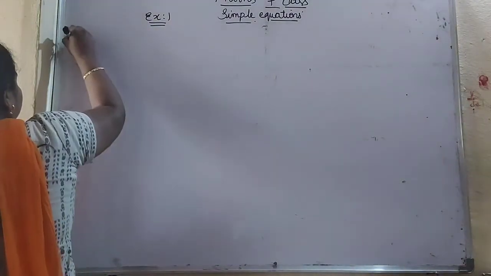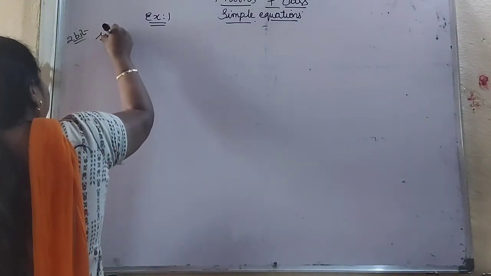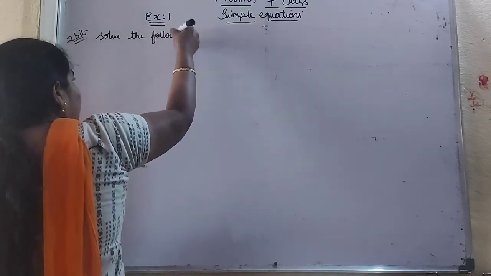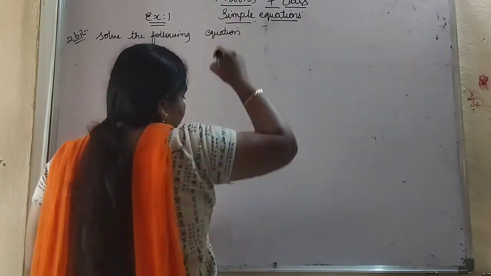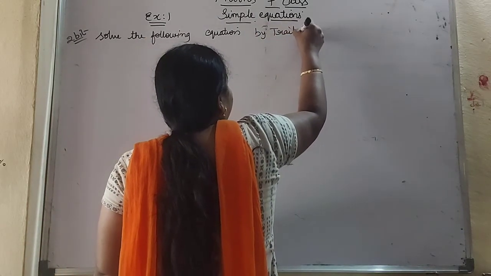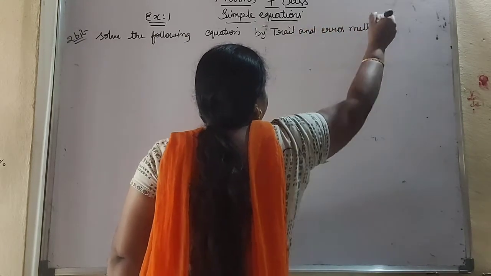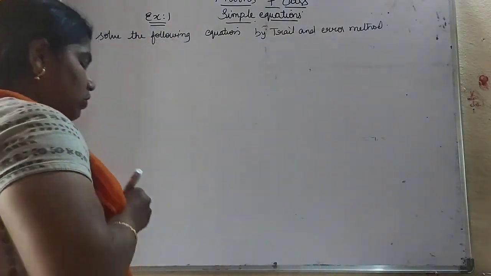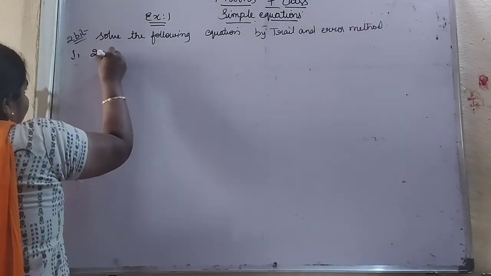Okay, so the first one is the second bit: solve the following equation by trial and error method. By using this trial and error method we have to solve for the unknown values. So what is the first one? The first one is 2 plus y equals 7.